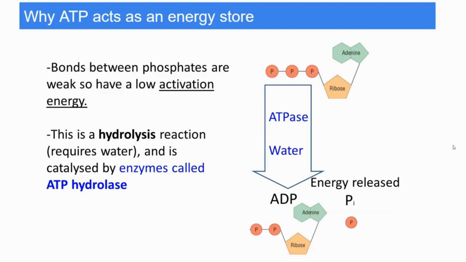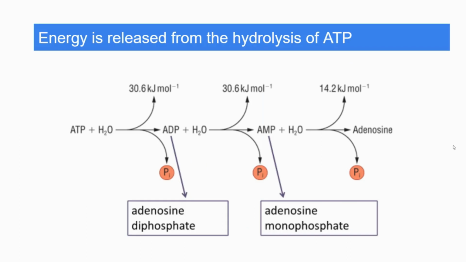Why does ATP act as an energy store? So basically the bonds between the phosphates are quite weak, so they have a low activation energy. So basically what will happen is that a hydrolysis reaction occurs and it's catalyzed by enzymes called ATP hydrolase or ATPase. As you can see, ATP then becomes ADP with the release of 1 phosphate. So energy is released from the hydrolysis of ATP. And you can see that there are 2 reactions going on here. So ATP being hydrolyzed to ADP and then further to AMP.